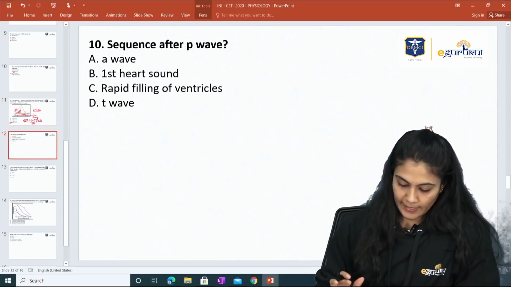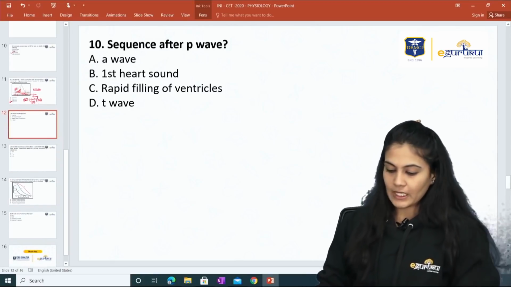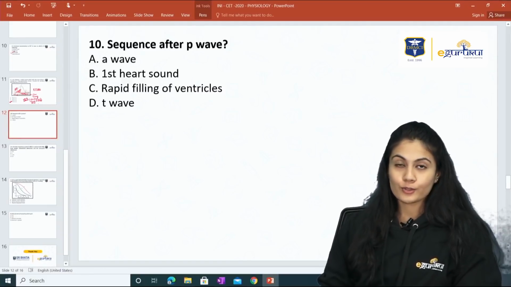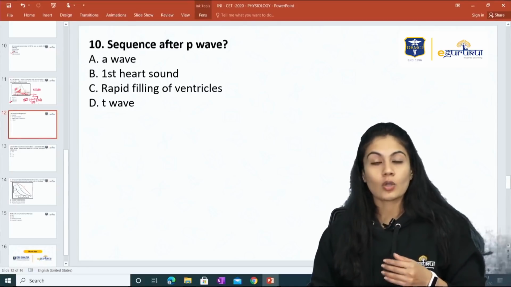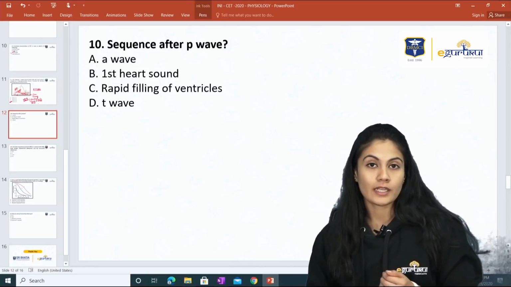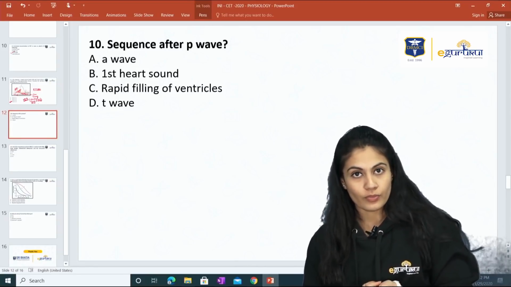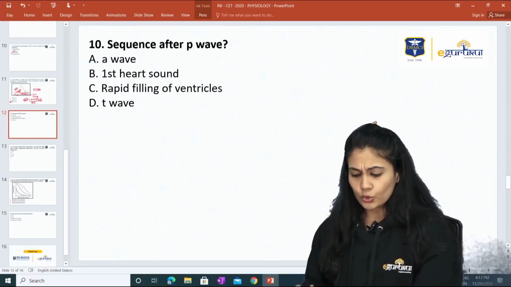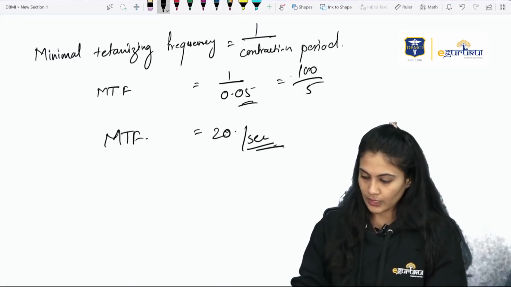Okay, let's move on to the next question, that is sequence after P wave. For that you should be knowing how to correlate the ECG, JVP, all the heart sounds and the electrocardiogram and the phonocardiogram also, all the waves, all the pressures, ventricular pressures and arterial pressures. So usually the P wave is followed by A wave in the JVP. Let's prove that too.